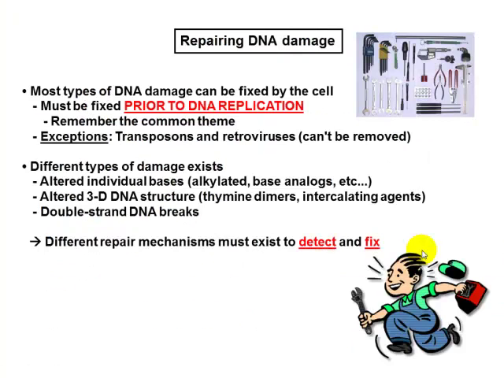Now, since we deal with the damage, we also have to deal with repairing the DNA damage. Most types of DNA damage can be fixed by the cell, and it must be fixed before DNA replication. Remember that a permanent mutation becomes permanent after the cell divides, because then the strand with the mutation is going to become the template for subsequent cell divisions. So before DNA replication, if the cell can detect the mutation, it might be able to fix it.